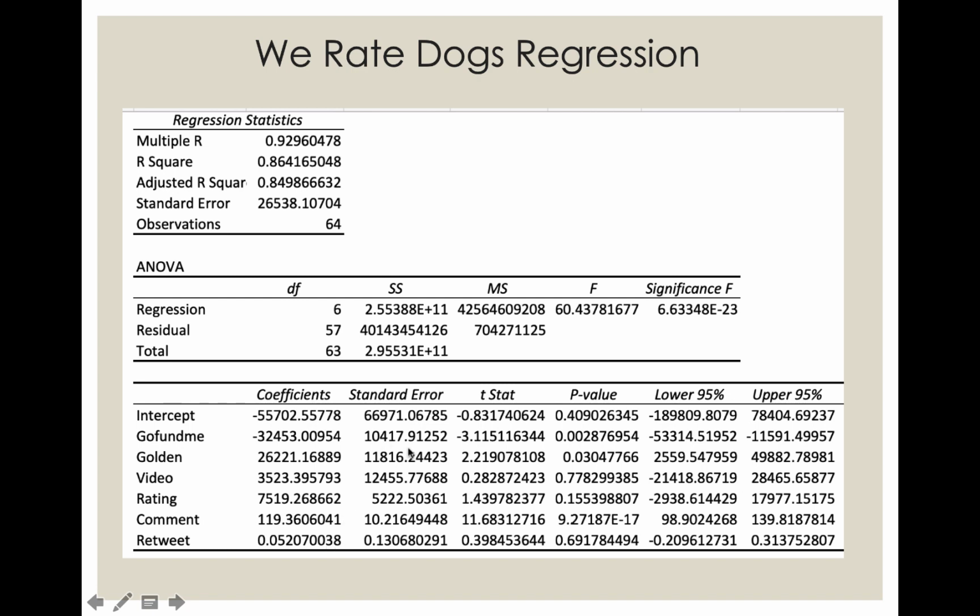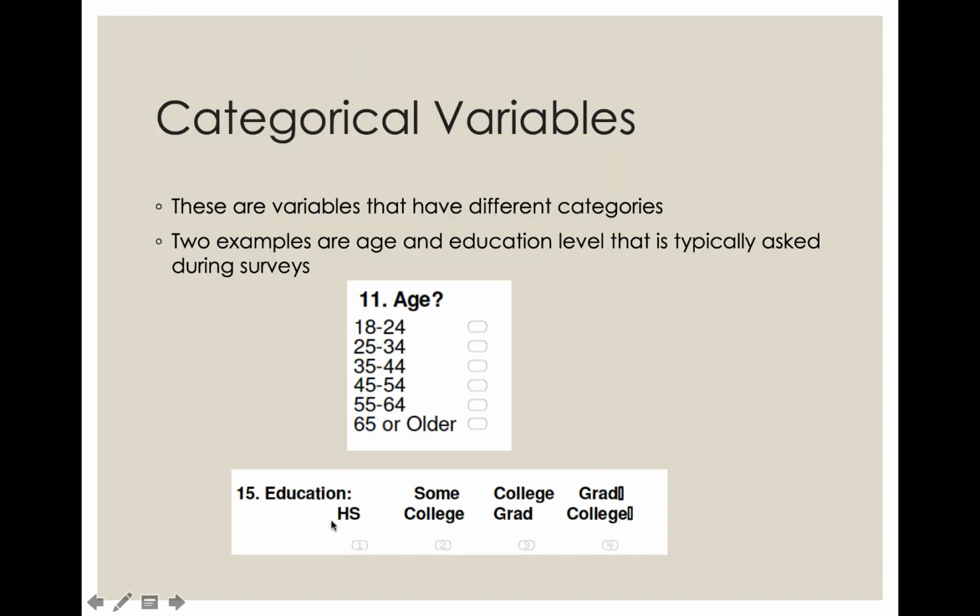So this is how we would interpret this regression analysis. You would see that it's overall statistically significant, has a pretty high R-squared, and then of our 6 variables, we only have 1, 2, 3 that are statistically significant. The other 3 are not.